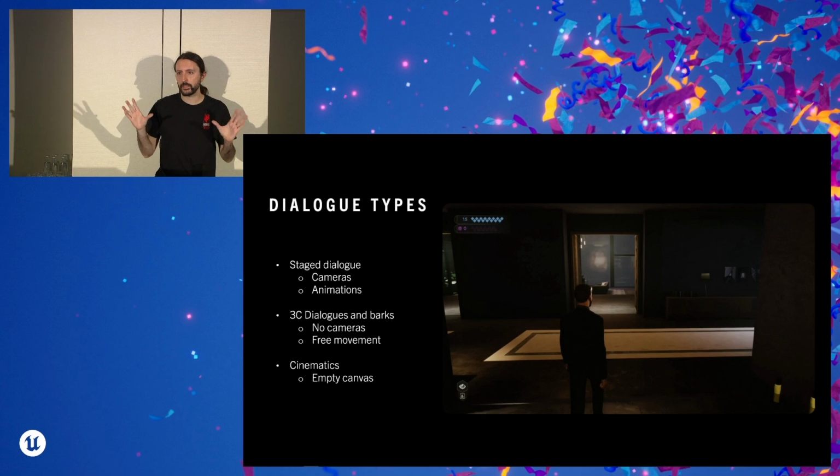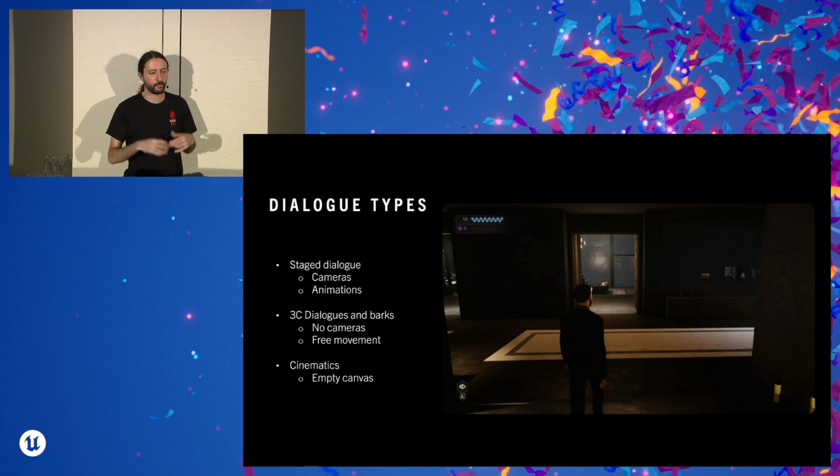So that's the 3 main types of dialogue: the cinematic, the stage, and then the barks or 3C dialogue.